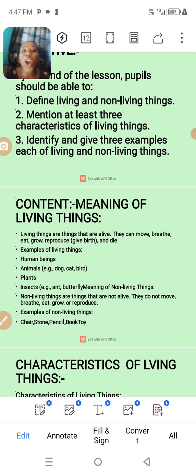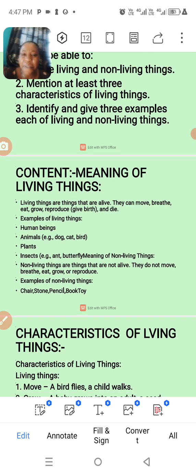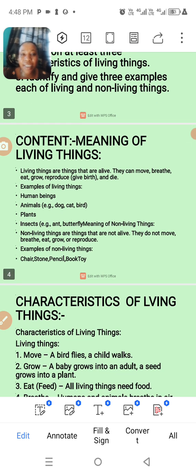Now, content. What is living things? The meaning of living things. Living things are things that are alive. They can move, breathe, eat, grow, reproduce. That means they can give birth to their younger ones, and die.